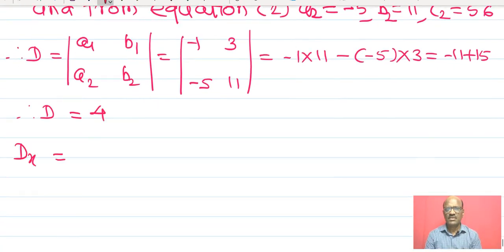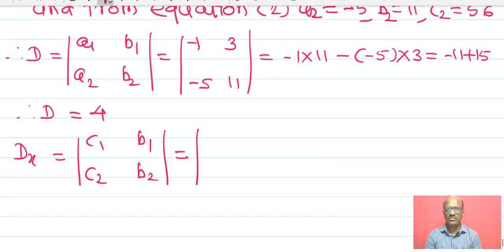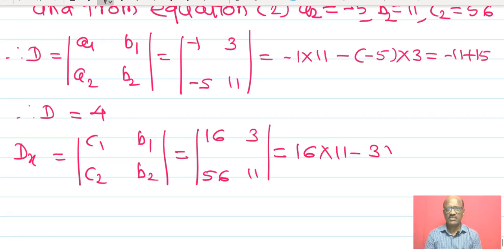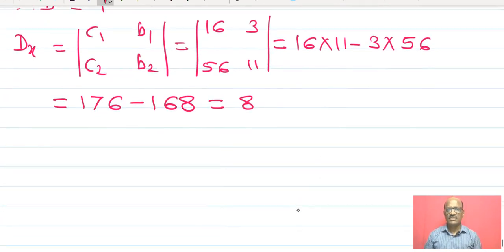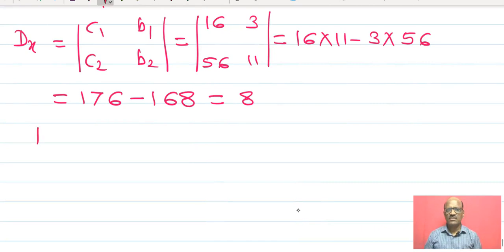Next, d suffix x is equal to c1 b1 c2 b2, and that is equal to 16, 3, 56, 11. Multiply 11 into 16 minus 3 into 56. Then you will get 176 minus 168, that is equal to 8.